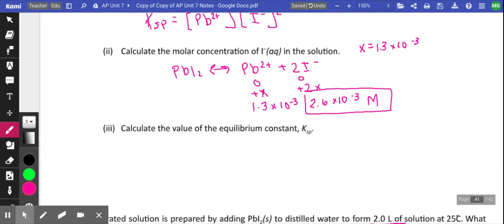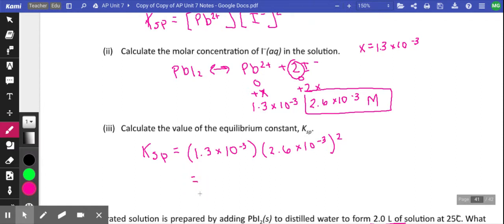Then if I want to calculate the value of that Ksp, that K, I'm using that same equation from part 1. I'm plugging in the value that I just solved for here. So I know that my concentration at equilibrium for Pb2+ was 1.3 times 10 to the minus 3 from the reading. We just solved for I-. It was 2.6 times 10 to the minus 3. This one gets squared because of this stoichiometric coefficient of 2. I plug that into my calculator, and I should get 8.8 times 10 to the minus 9. Again, K is unitless, so this is my answer here.